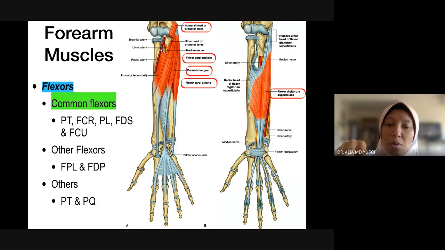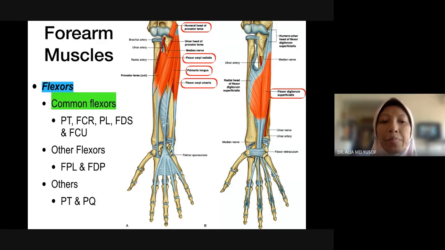Together, all these common flexors, when they work together, they cause wrist flexion, except for pronator teres. Pronator teres, the job is to do pronation at the proximal radio-ulnar joint. When you do pronation at the distal radio-ulnar joint, that is done by other pronators, nanti kita tengok.